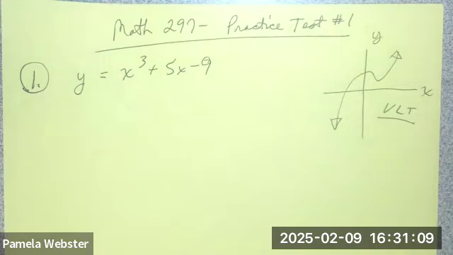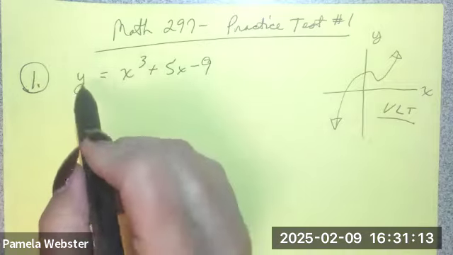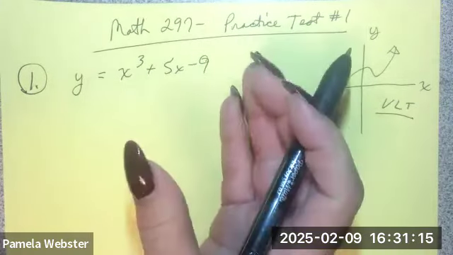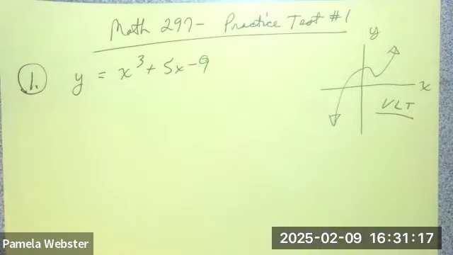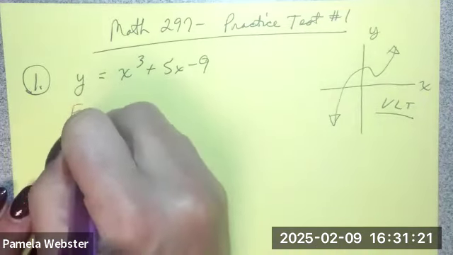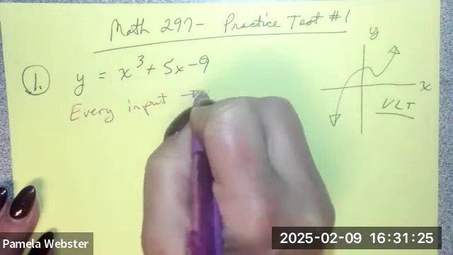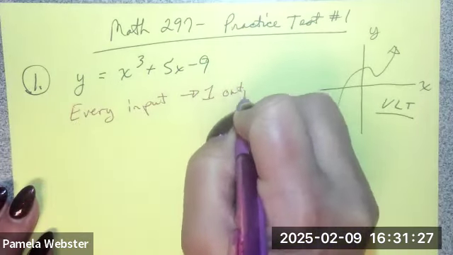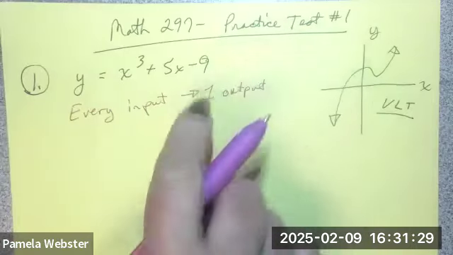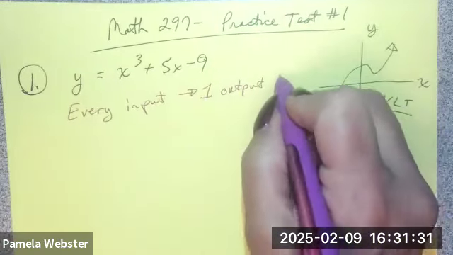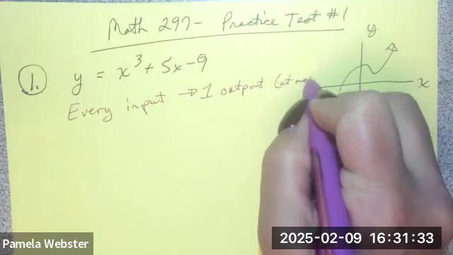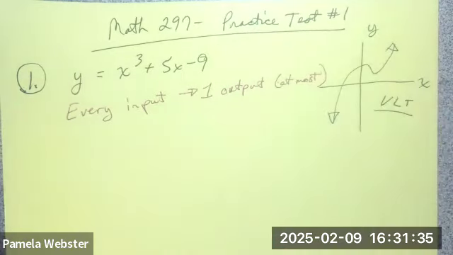All right. So here, though, the nice thing is it's already solved for y equals, and I need to just use that idea of what is a function. So if you remember, every input gets one output. Not 2, not 3. 0 would be okay. So let's say at most, 1 at most.